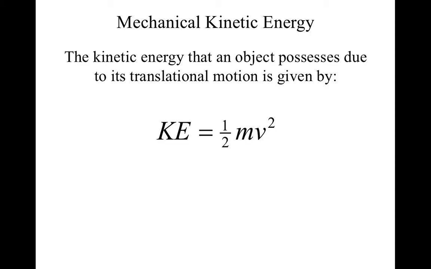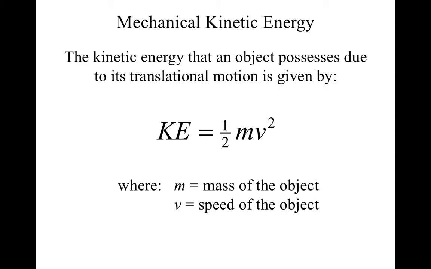Mechanical kinetic energy is defined by the classic physics formula 1/2 mv squared, where m is mass and v is speed. If you take a quick look at this, which of these variables, if you were to double them, would have more of an effect? Well, obviously that's going to be speed, because if you double the mass, you double the kinetic energy. If you double the speed, then that speed is squared, meaning you actually quadruple your kinetic energy. So a good thing to remember about this formula.